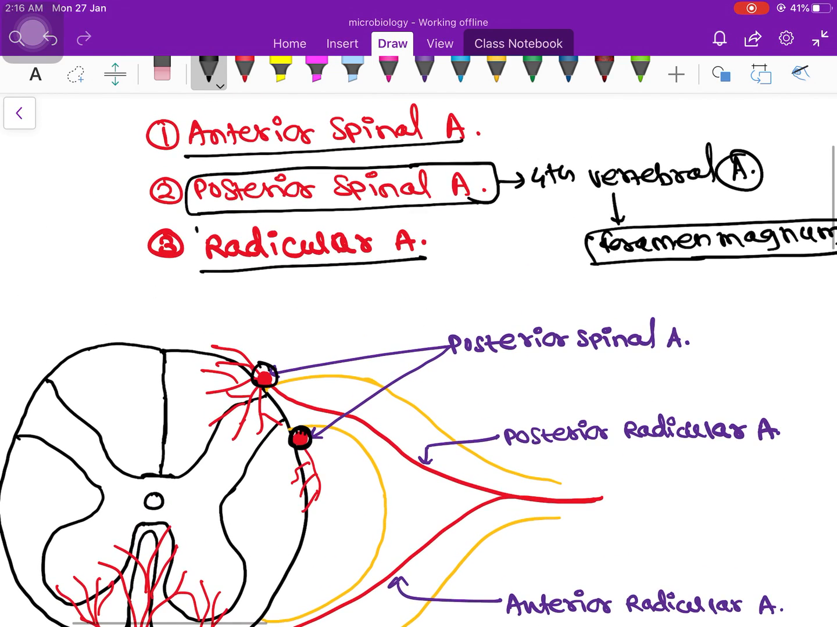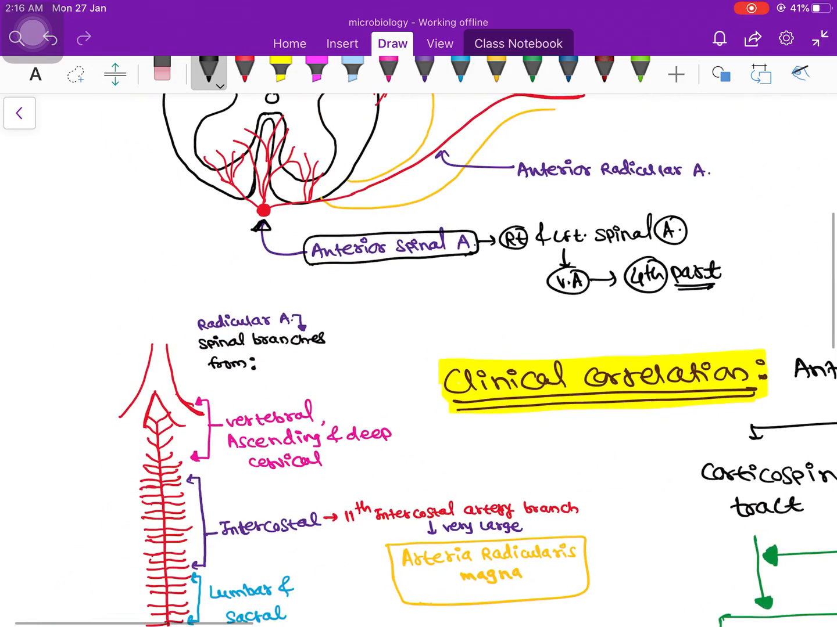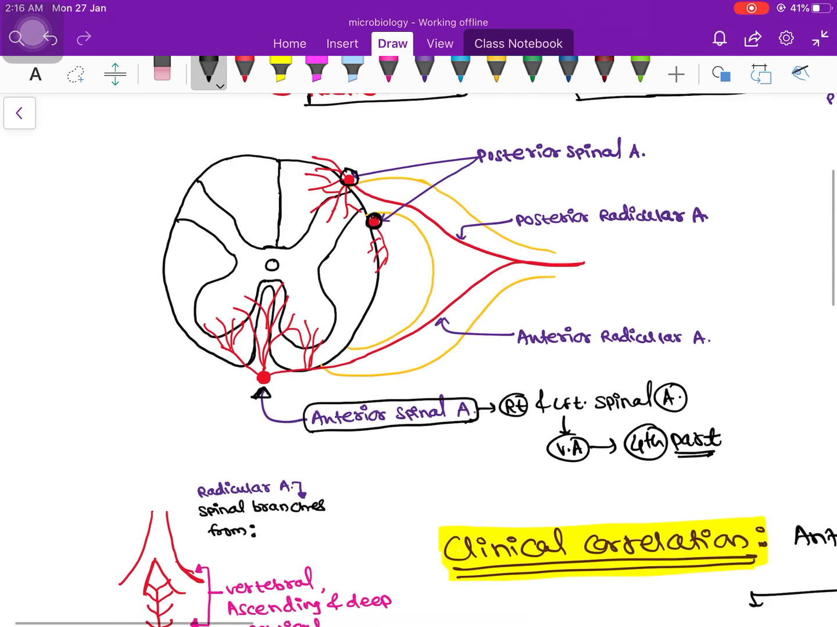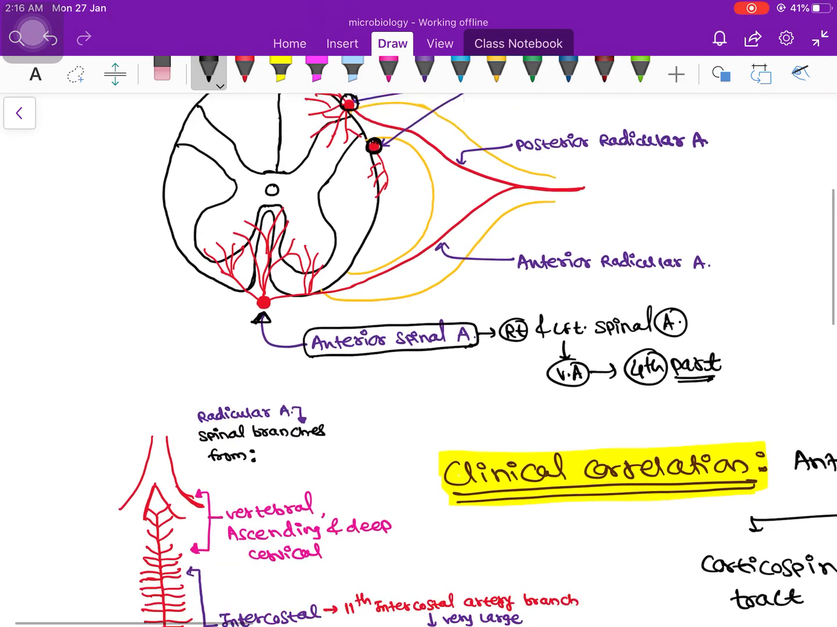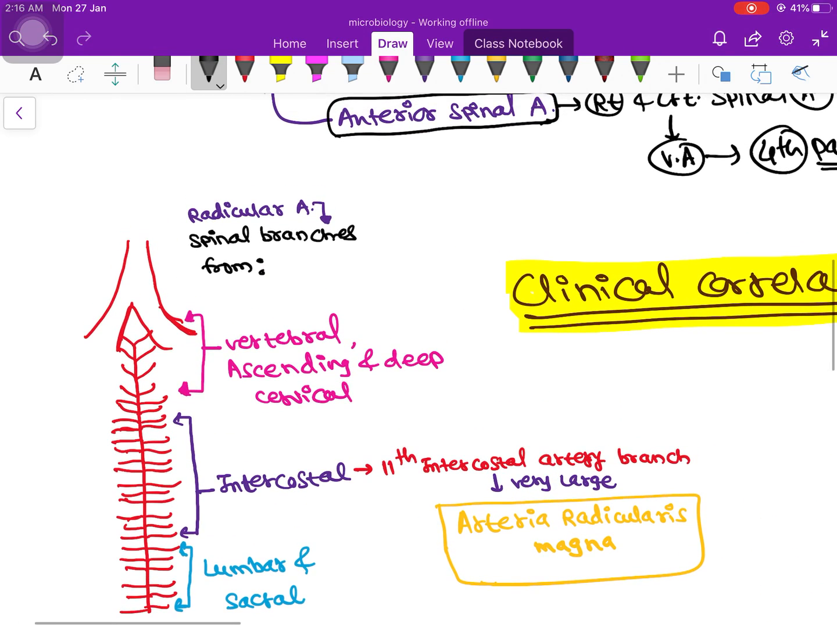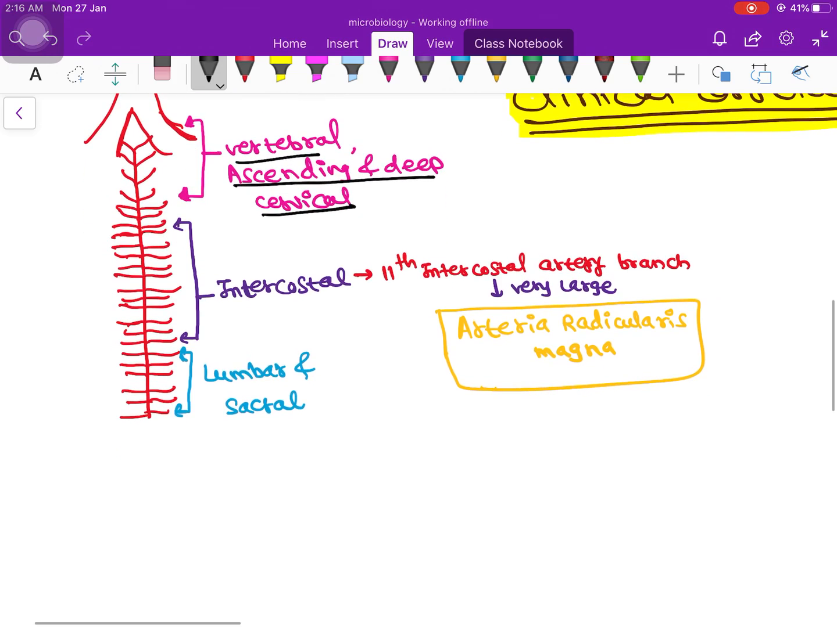Then third one is radicular artery. So till the cervical region most of the supply is through the vertebral arteries, through anterior and posterior spinal arteries, but below the cervical region the vertebral artery doesn't supply. So the supply to the spinal artery is through the radicular arteries, and these radicular arteries are given by the spinal branches of vertebral artery, ascending and deep cervical arteries, intercostal arteries, and lumbar and sacral arteries.